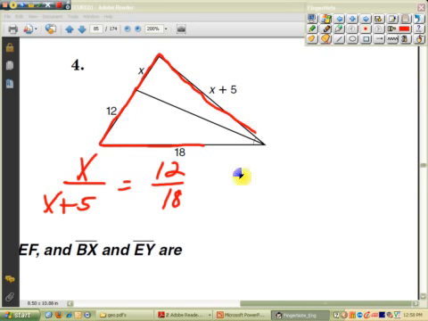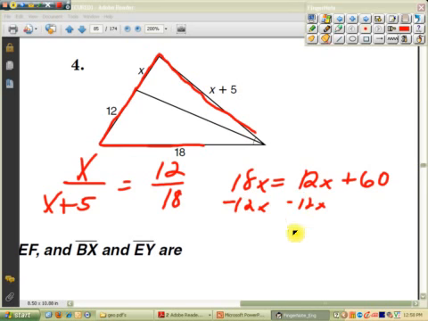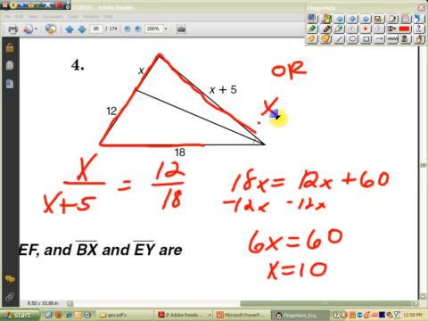If you do, you get 18x equals 12x plus 60. Subtract 12x. That leaves you 6x equals 60. X is 10. Or another way to do it is x over 12 equals x plus 5 over 18. That also works. So there are a few ways to set up these proportions. Let's move on to number 5.